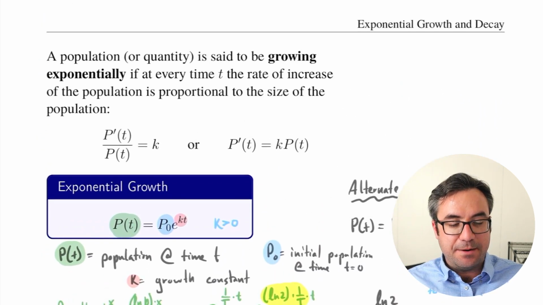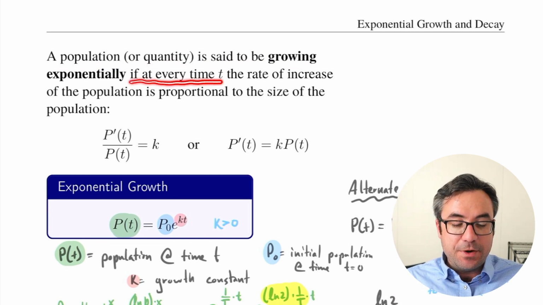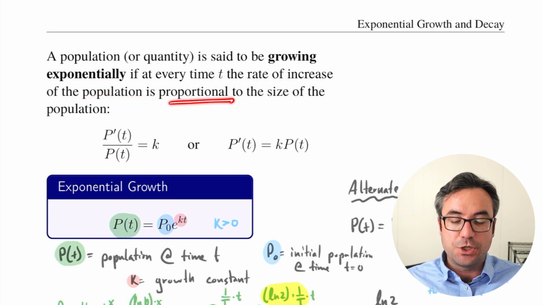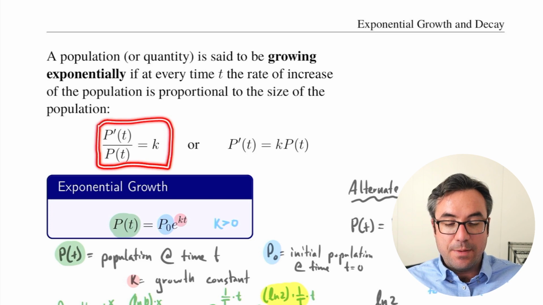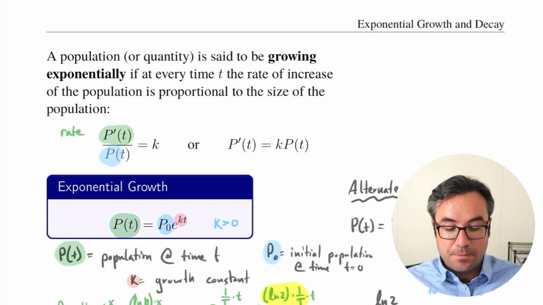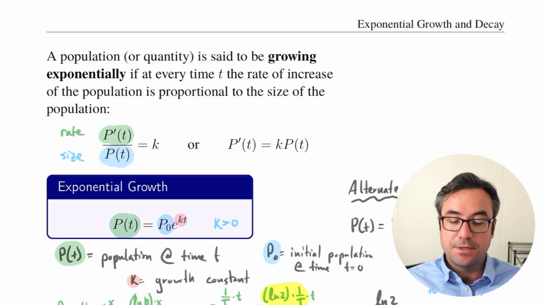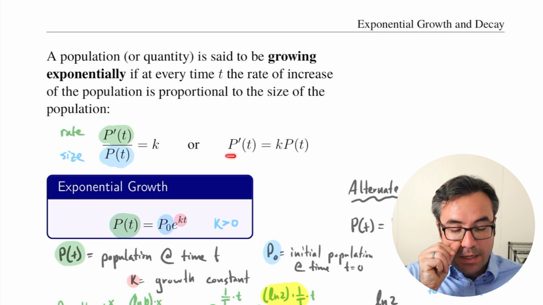And so when we see that, our terminology here is that a population is said to be growing exponentially if at every time t, the rate at which it's growing is proportional to the size. And that's primarily what this says. So the P prime up here is the rate of growth, and then the P of t that we see in the denominator is the size of our population. When two different quantities are proportional to each other, their ratio is equal to a constant. So the rate at which our population is changing is proportional to the size of the population. So this ratio is equal to some constant k. Or rewriting this, we could multiply both sides by P of t, and we get this equation here.